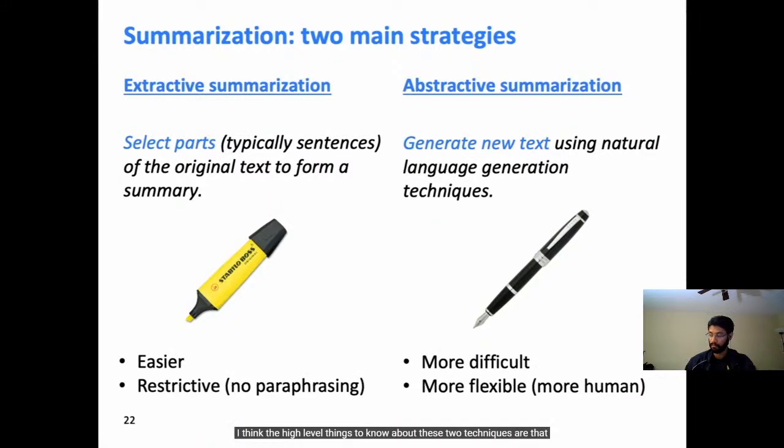I think the high-level things to know about these two techniques are that extractive summarization is basically easier, at least to make a decent system to start, because selecting things is probably easier than writing text from scratch. But extractive summarization is pretty restrictive, right? Because you can't really paraphrase anything, you can't really do any powerful sentence compression if you can only just select sentences. And of course, abstractive summarization as a paradigm is more flexible, and it's more how humans might summarize, but as noted, it's pretty difficult.